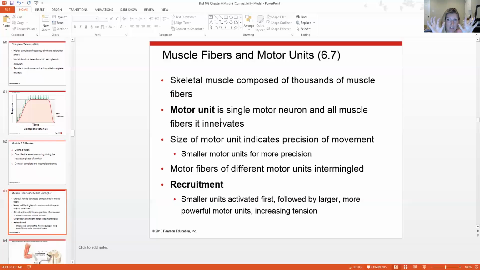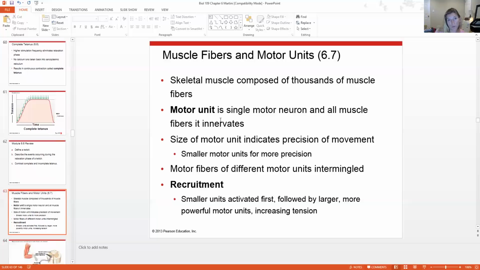So something like your hands that need to move very succinctly are controlled by several motor units. Something like your face, which makes lots of weird shapes by moving the muscles, controlled by several motor units. Your back? No. Your back does not have that many motor units on it because your back doesn't really move in precision. So motor fibers of different motor units can be intermingled.